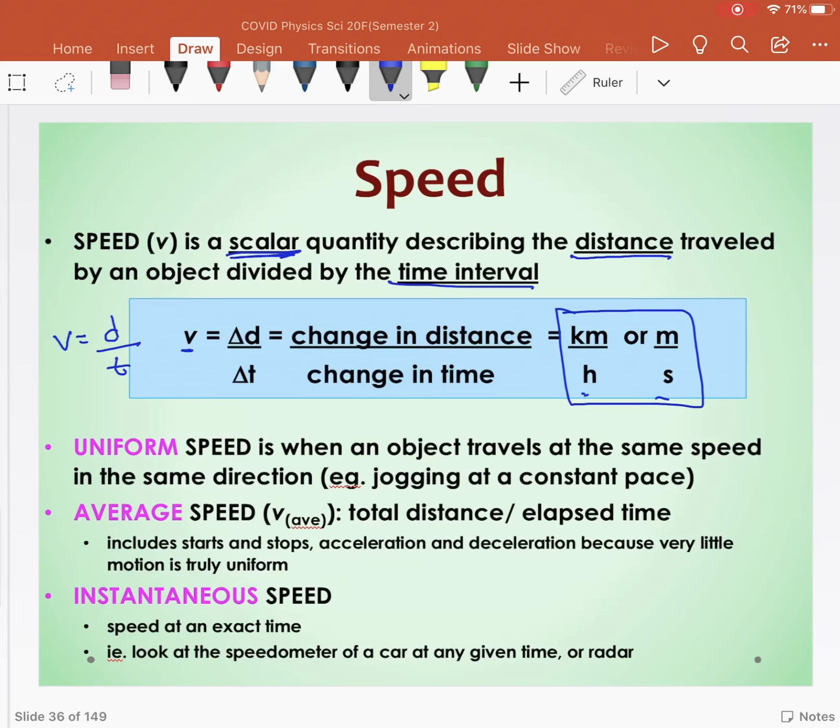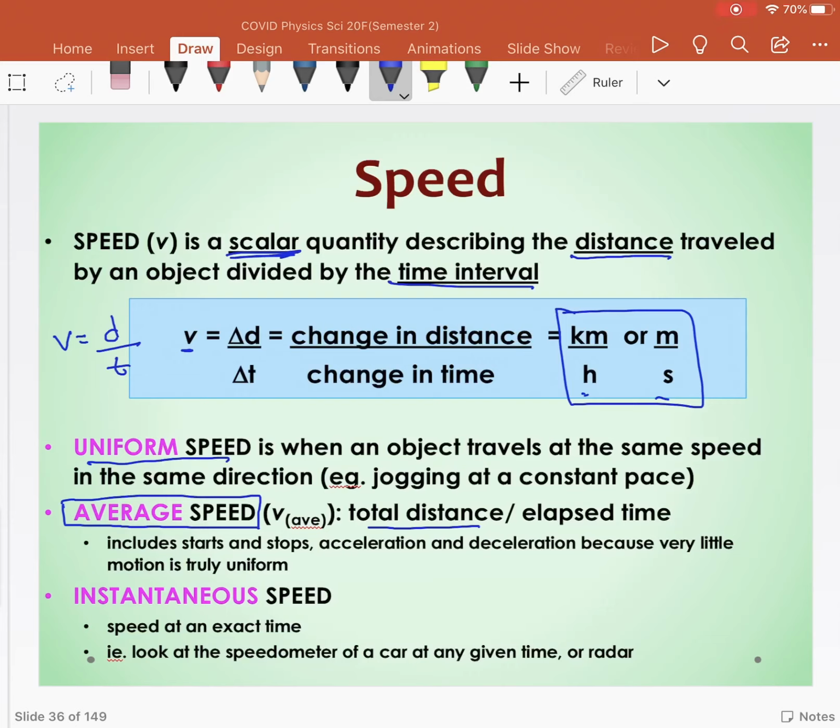Now we're talking about speed. This could be uniform, average, or instantaneous. Now, most of the time in our case, we are going to be calculating average speed. This means we're taking the total distance the object is traveling and dividing it by the total amount of time. So that's going to include any starts or stops, any acceleration or deceleration. Now, the reason we calculate the average speed is because it's often very difficult. If you're talking about, let's say, a car journey, there's lots of different motion in between. So oftentimes we just average it.